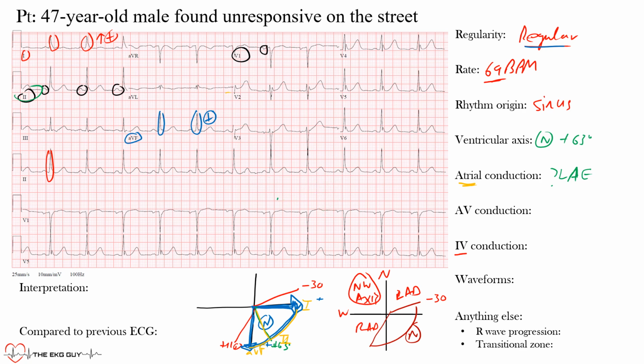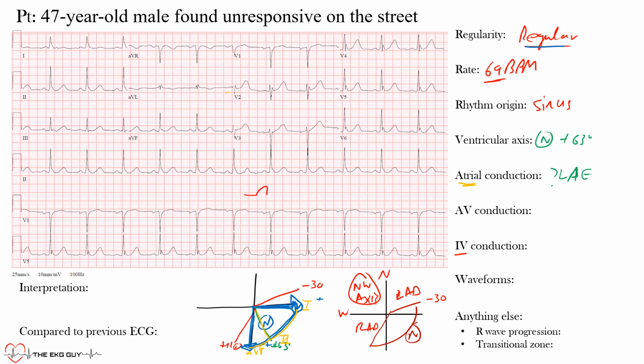So far we have a regular rhythm, a rate of 69 beats per minute. We have a normal ventricular axis and questionable atrial conduction representing left atrial enlargement, so maybe. Next, let's look at AV conduction. AV conduction is often where we look at our PR interval.